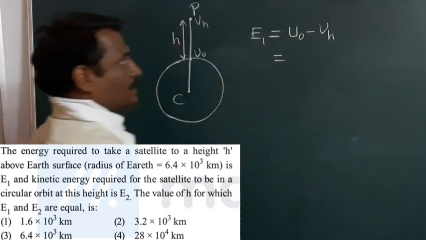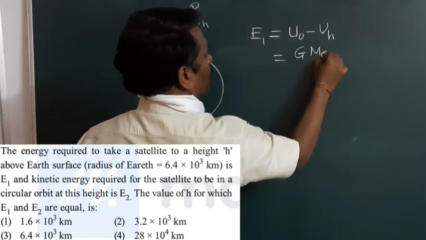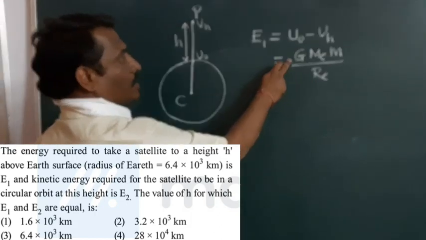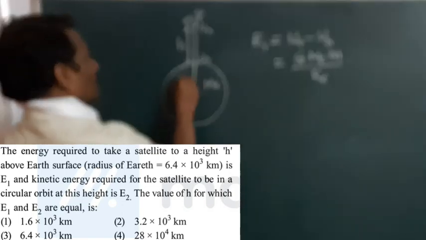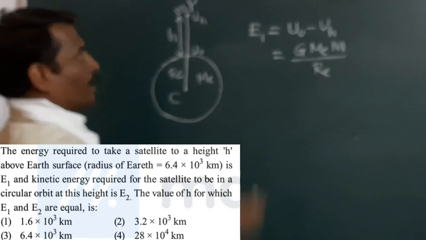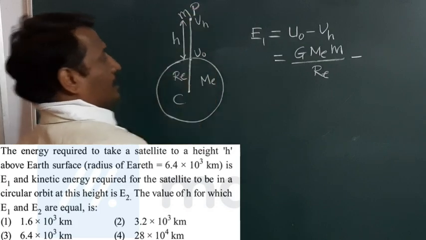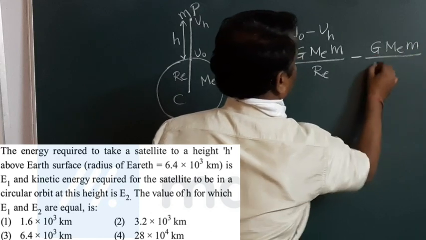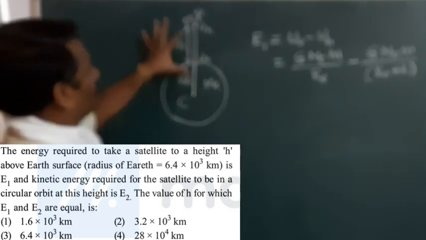Now, the potential energy on the surface of the earth is given by minus G Me m divided by Re, where G is the gravitational constant, Me is the mass of the earth, m is the mass of the planet and Re is the radius of the earth. Then minus UH. UH is the potential energy at height h, so that can be written as minus G Me m divided by Re plus h. So this is Re plus h.